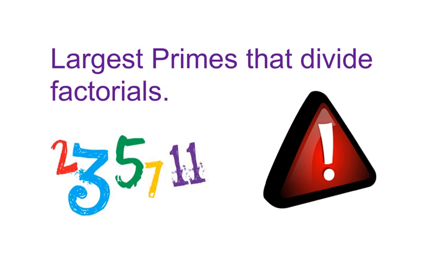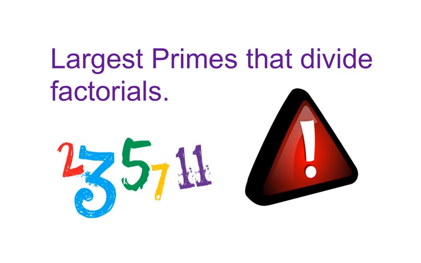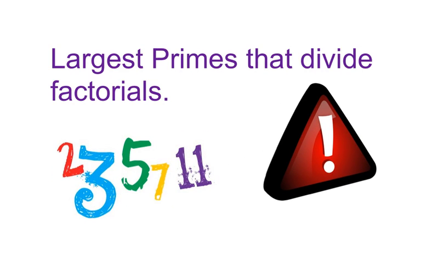All right, now you know about primes: only two factors, one and themselves, and factorials, just repeated multiplication all the way down to 1, like 6 times 5 times 4 times 3 times 2 times 1.